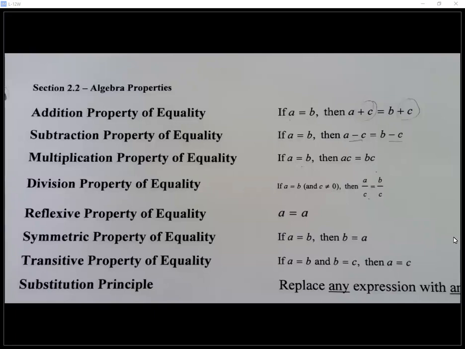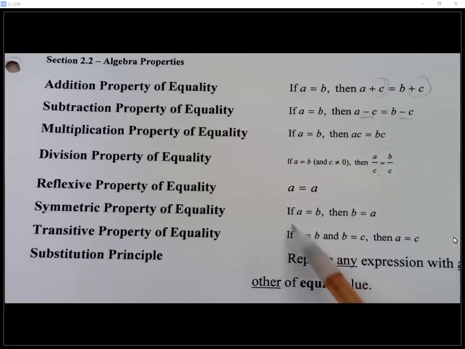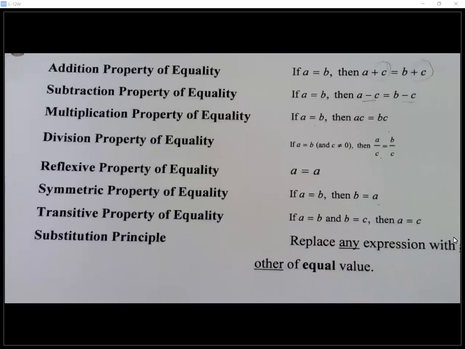All right, symmetric is the one that lets us flip the whole equation over. So if you have A is equal to B, you could then flip the whole thing over and say B is equal to A if you wanted to. That's symmetric. Transitive, we use a lot. Take a look at what's happening here. You have A is equal to B, and now B is equal to C. Can't I just skip over B altogether and just say A is equal to C? Yeah, that's what transitive is letting me do.